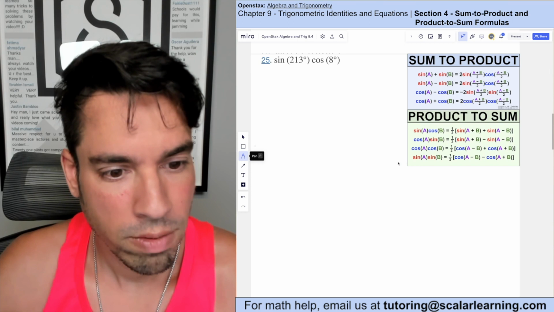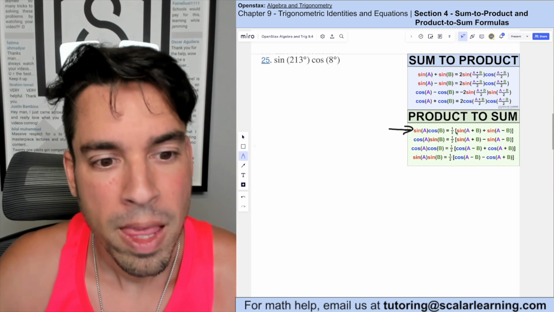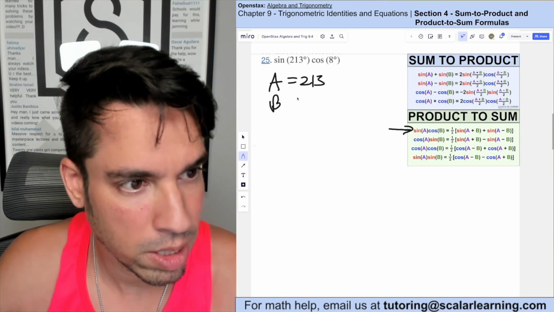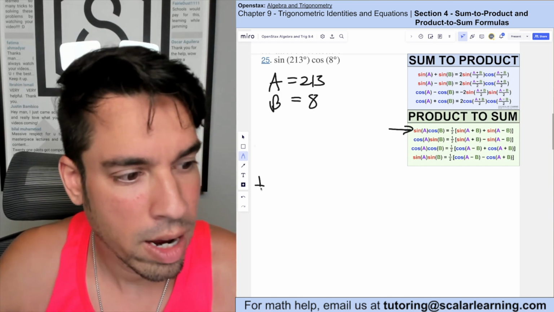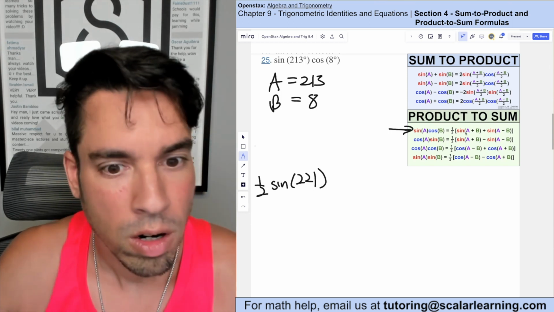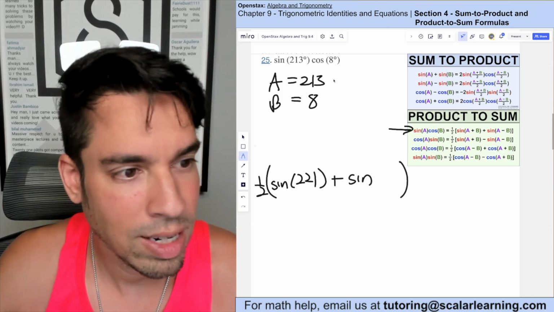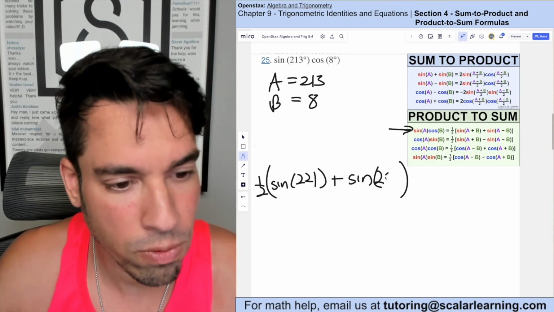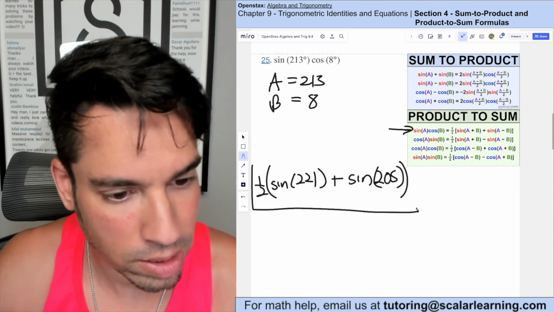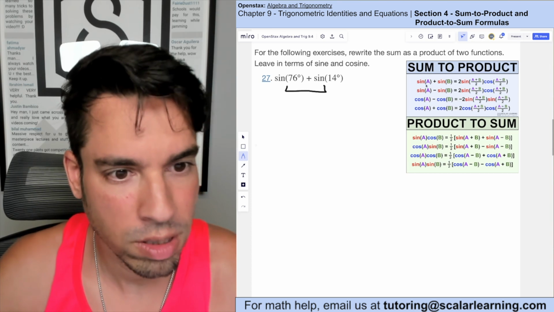Done. For this one, we have a sine times cosine situation, excuse me. And that's equal to, and let's set A and B. A is the first angle, 213. B is the second angle, 8. So we got 1/2 times sine of the sum of these two, which is 221, plus sine of the difference of these two. Oh, this whole thing is in parentheses, by the way. Sine of the difference, which is 205. And in the answers, they didn't distribute the 1/2. They left it like this. So let's leave it like that. There you go. Done.